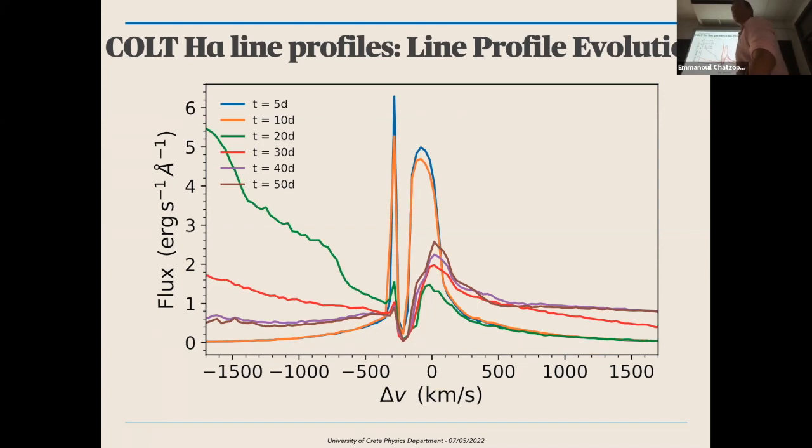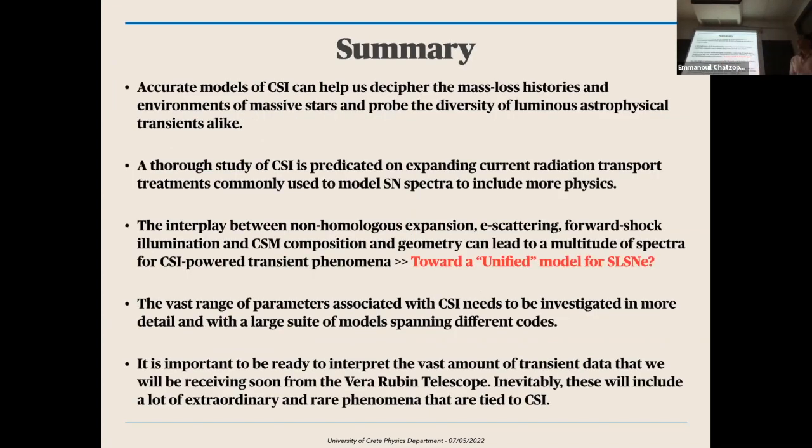So this is the name of the game of what we're playing, at least part of what we're doing. And just to summarize everything, it is very important to have accurate models of circumstellar interaction in order to study a multitude of transient phenomena that are expected to be found by the next generation transient search projects, like the SLSNe.